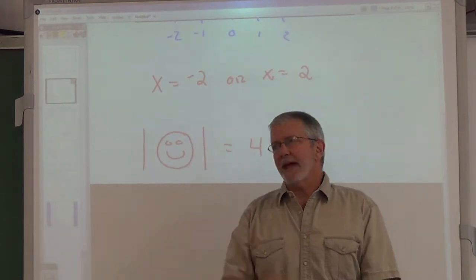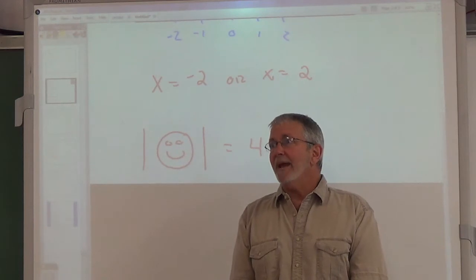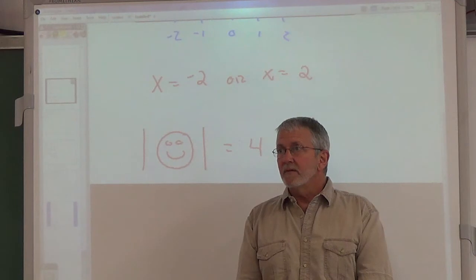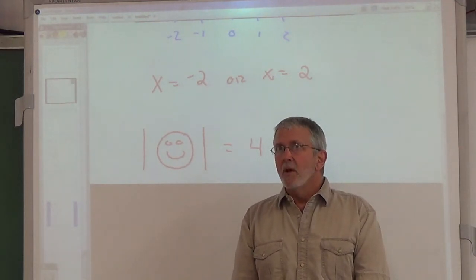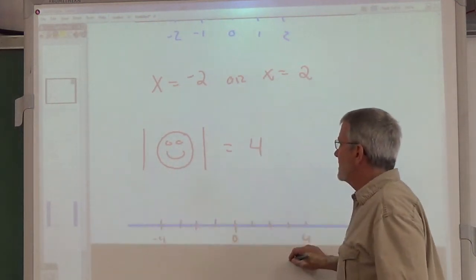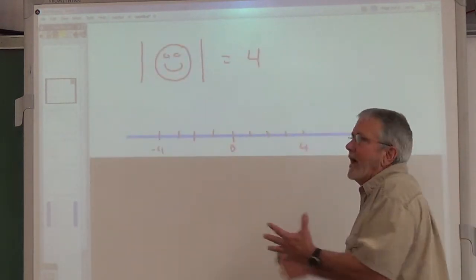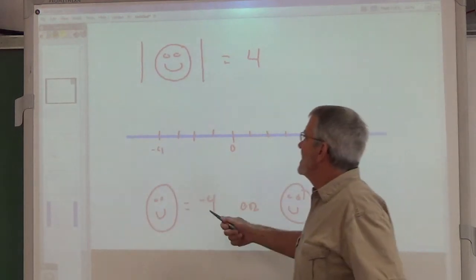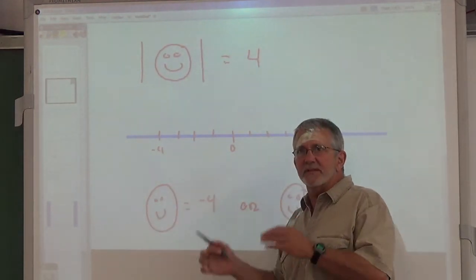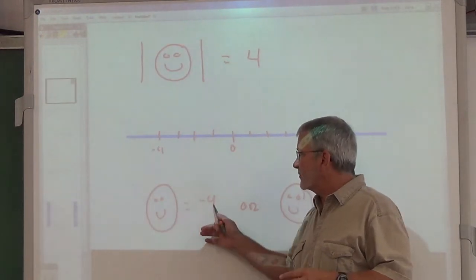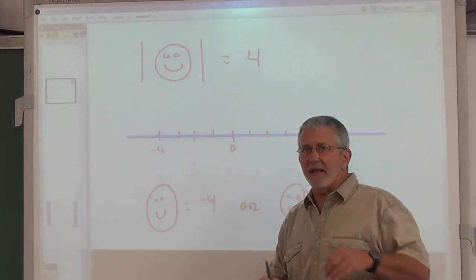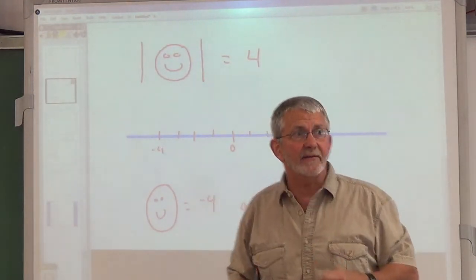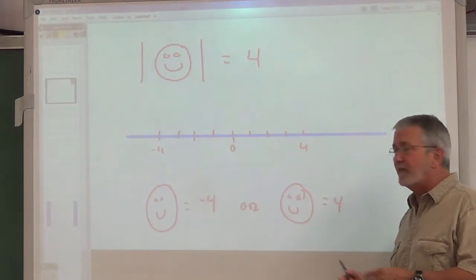You're right. It is asking us what smiley faces are 4 units from 0. Well, what do you mean? I mean, smiley face could be negative 4. If smiley face was equal to negative 4, that would be 4 units from 0, right? Smiley face is equal to negative 4, or smiley face is equal to 4.